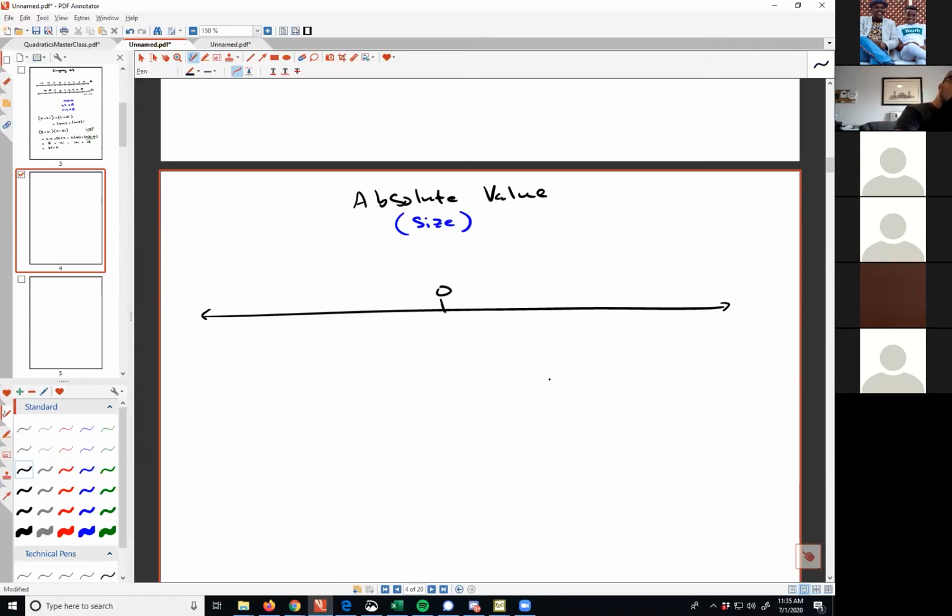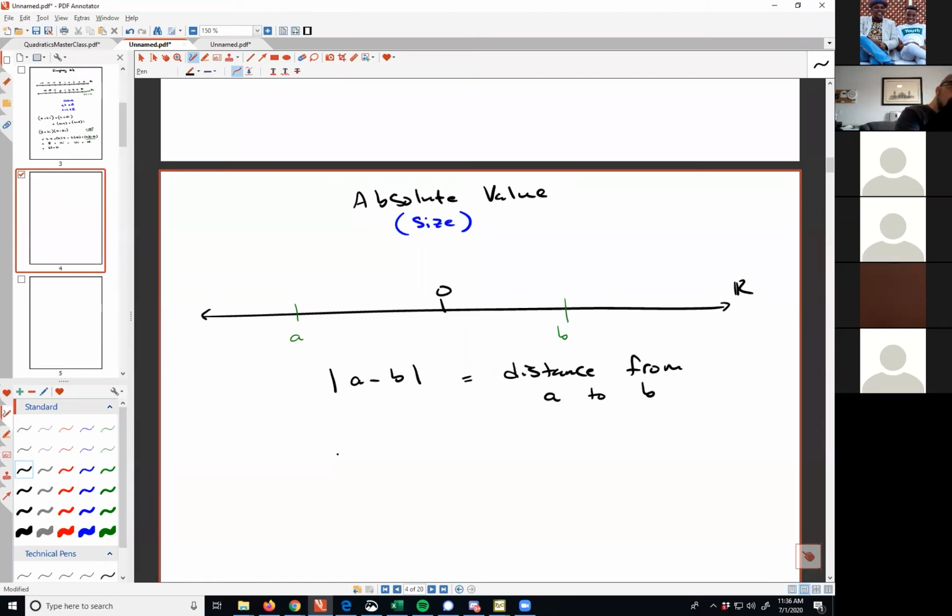Here's 0 on the number line. This is just the ordinary real number line. Here's 0. And if we take any number and we call it A, then we say, actually, let's say any 2 numbers, A and B. And we take the absolute value of A minus B, and that is the distance between or from A to B.